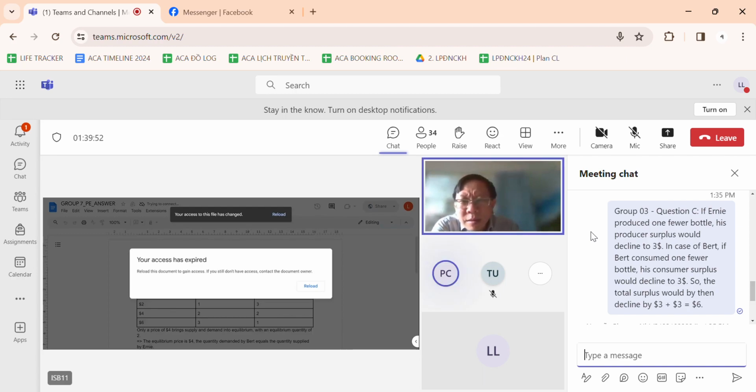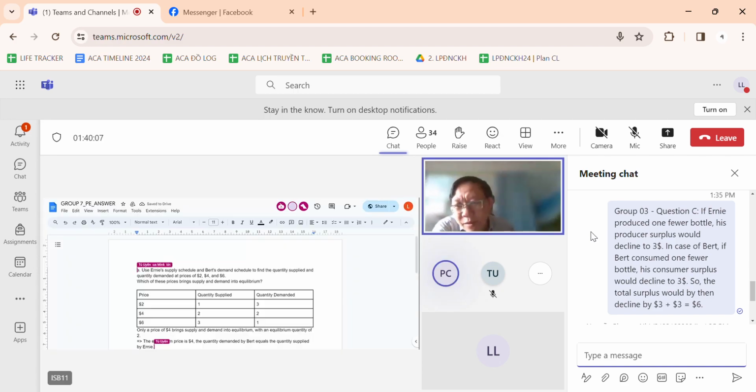So, question A. Which of the prices brings supply and demand into equilibrium? 2, 4, or 6? It's 4, because the quantity demanded and quantity supplied are equal at 4. Okay, that's right. So equilibrium price is 4 because it can bring supply and demand into equilibrium. Thank you.